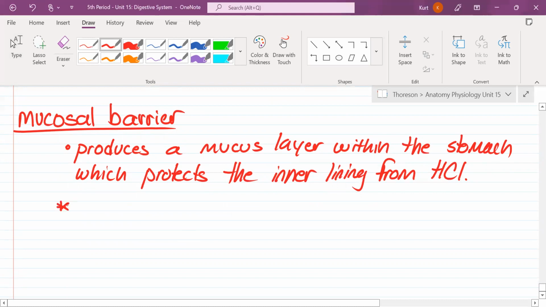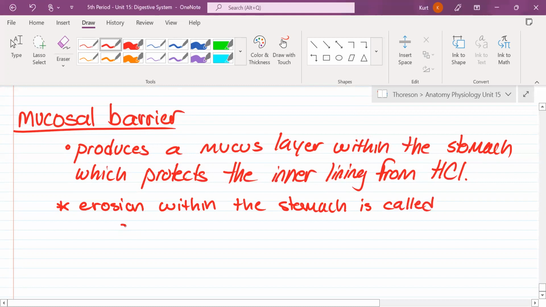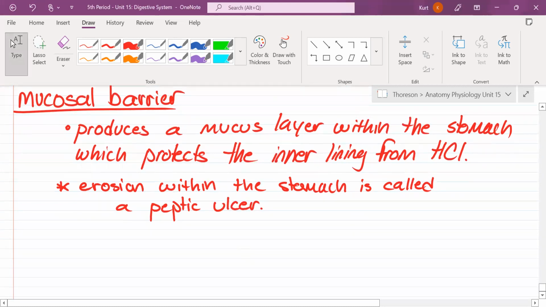What do you call an area of your stomach wall where there is no mucus and the acid is actually eroding away at the wall? That is called an ulcer. Erosion within the stomach wall is called a peptic ulcer. I'll try to show you some pictures of some ulcers.